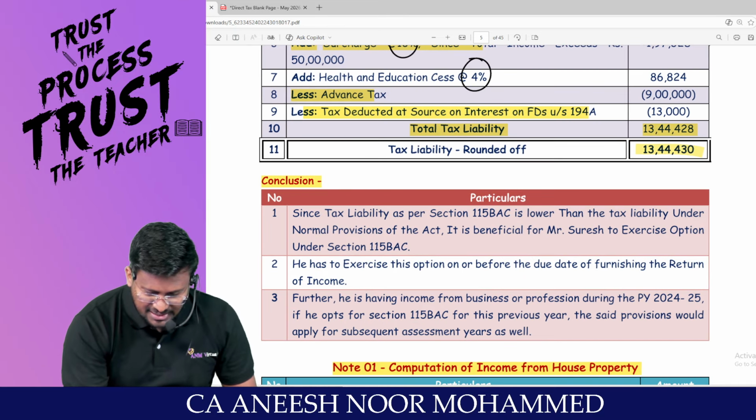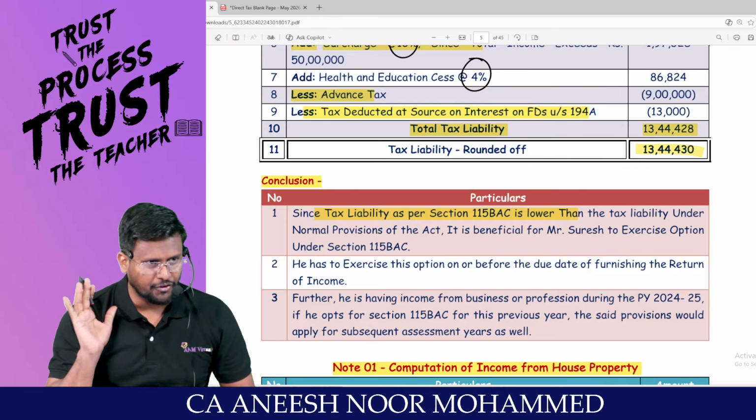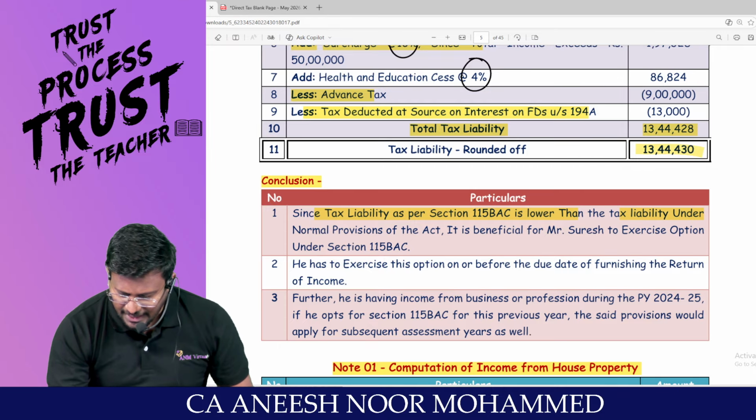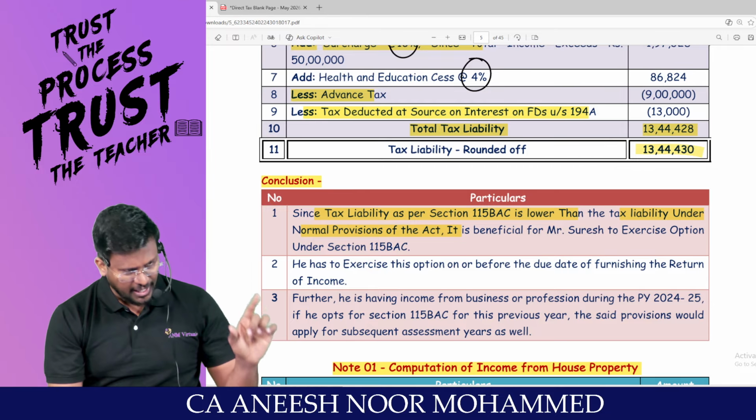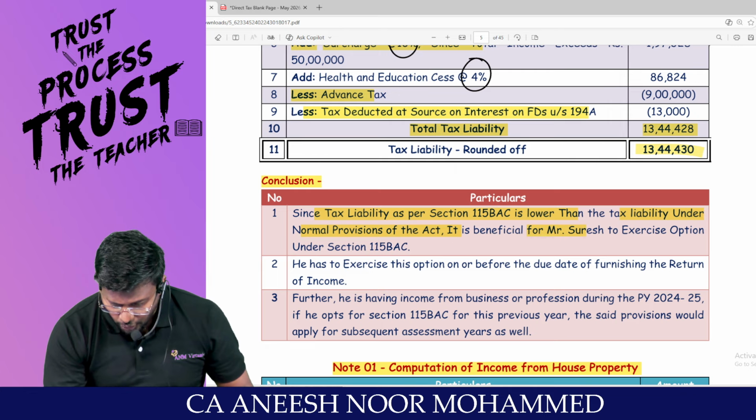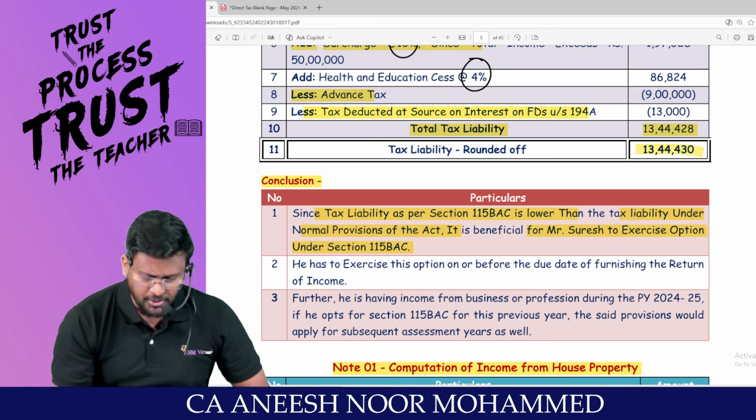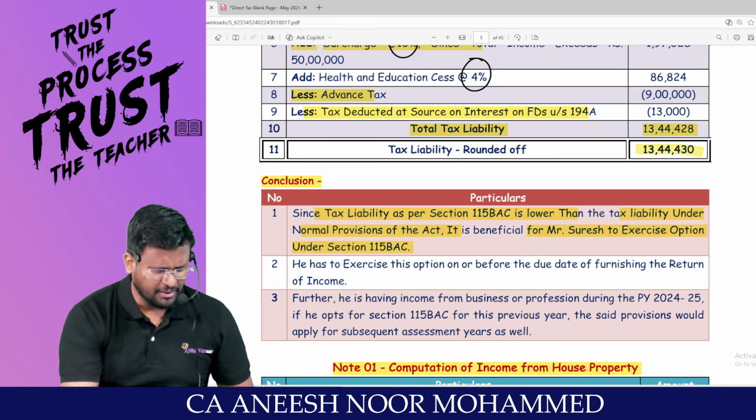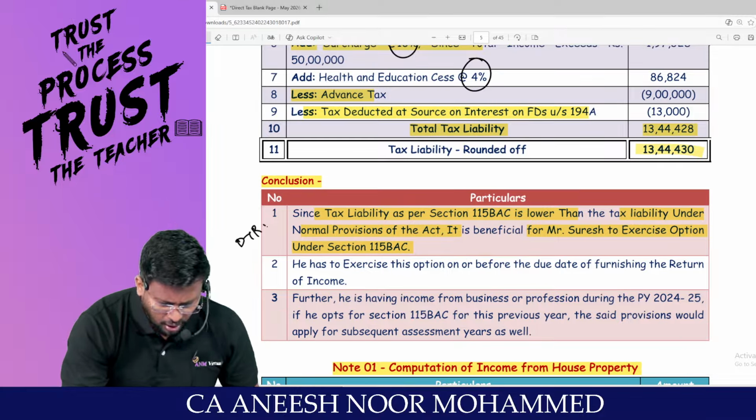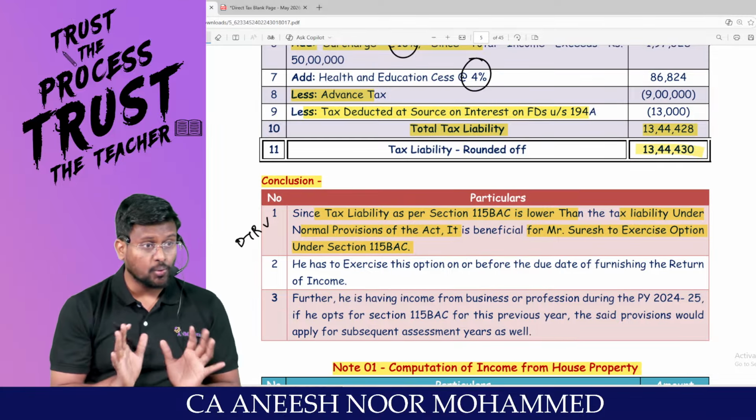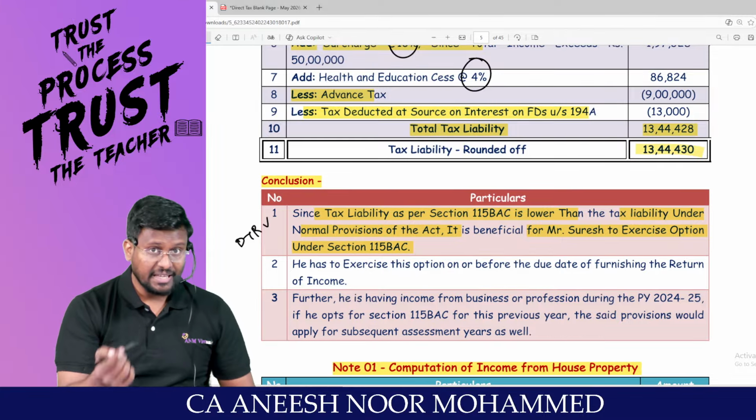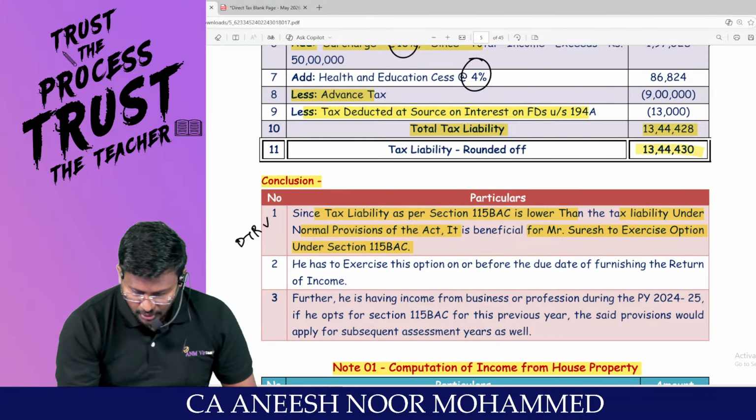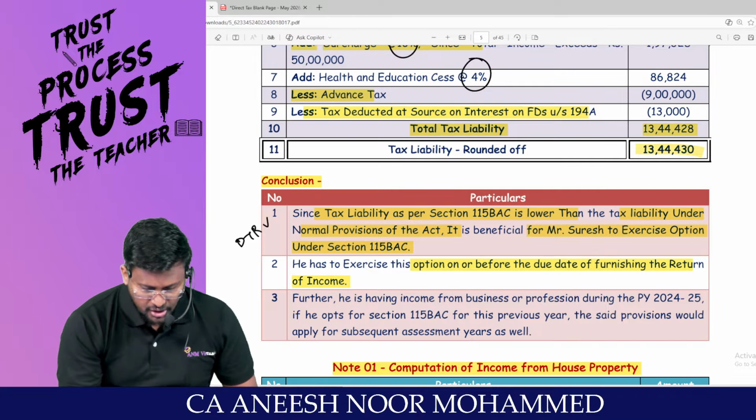Conclusion: since tax liability as per 115BAC is lower than the tax liability under the normal provisions of the Act, it is beneficial for Suresh to exercise option under 115BAC. That means it's better to travel through the default tax regime. Don't stop your conclusion with that. He has to exercise this option on or before the due date of furnishing the return of income.